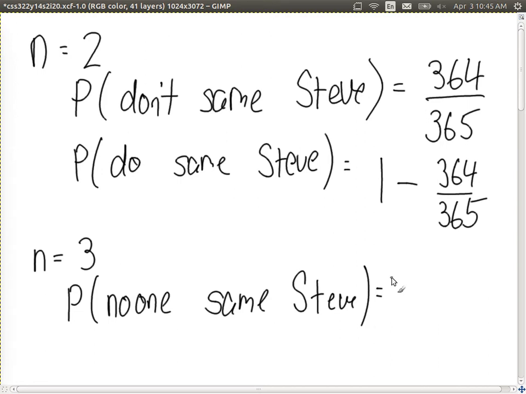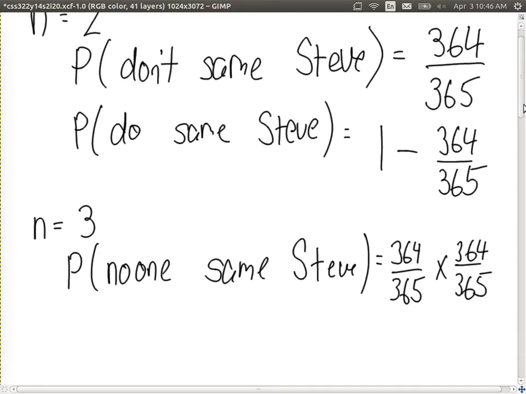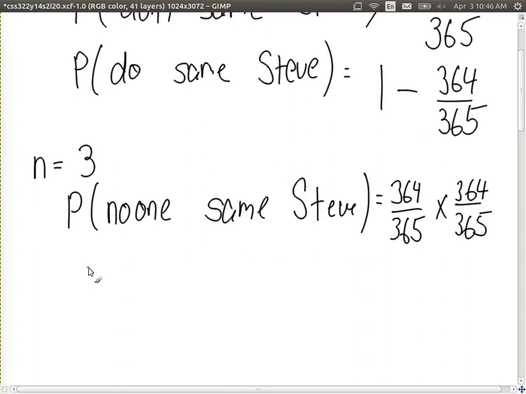The first person can choose their birthday from any of 364 days and it won't be the same as mine. And the second person also has 364 days and it won't be the same as mine. So that's the probability that no one will have the same birthday as me. And from that, the probability that someone has the same birthday as me is 1 minus that.